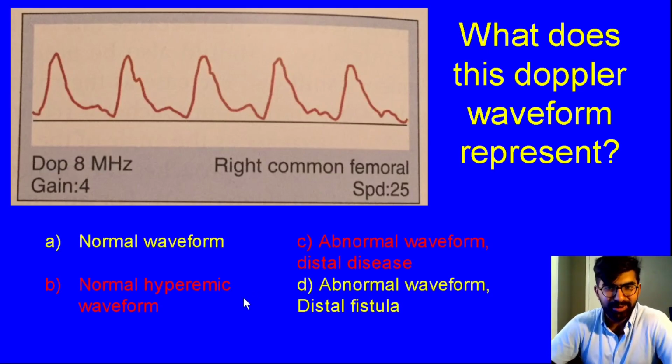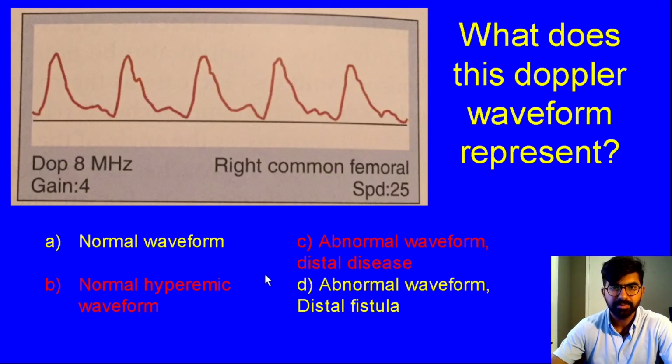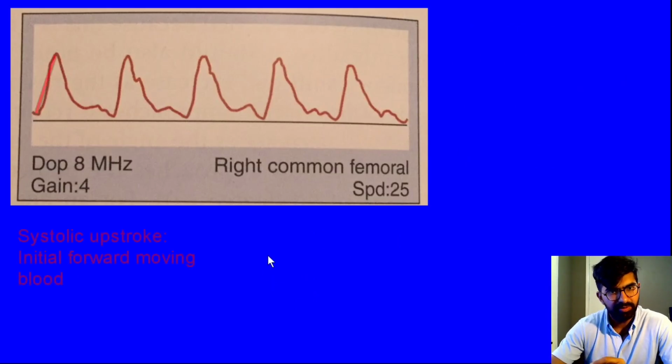And this one's a little bit tricky, but I wanted to get the point across that this can represent both a normal hyperemic waveform or an abnormal waveform with distal disease. And really the clinical situation would dictate the answer. So let's break down this waveform, okay?